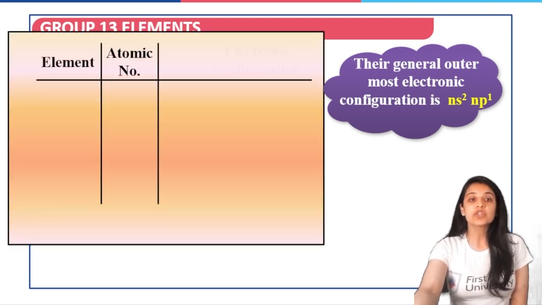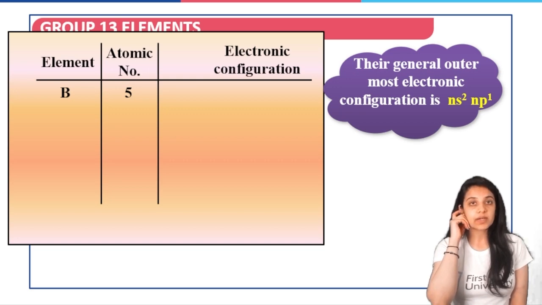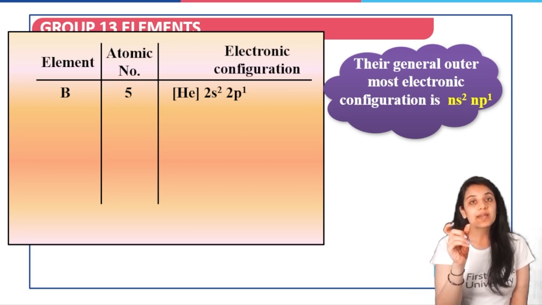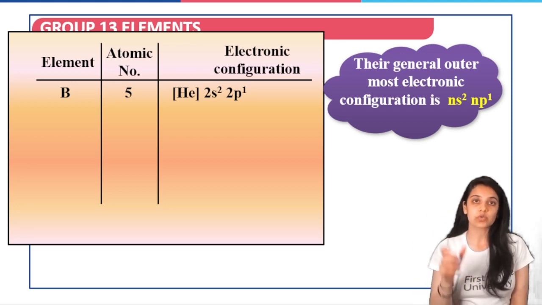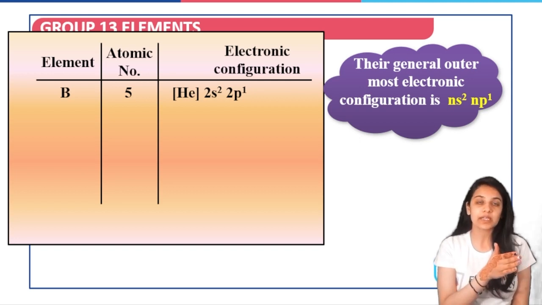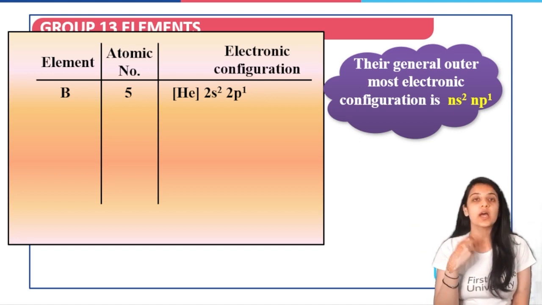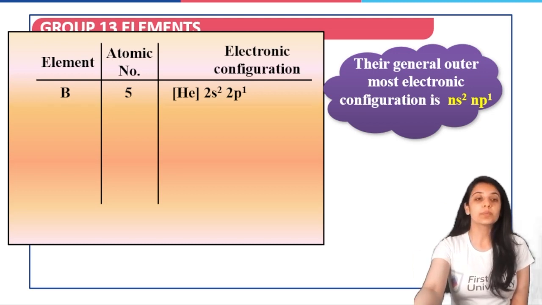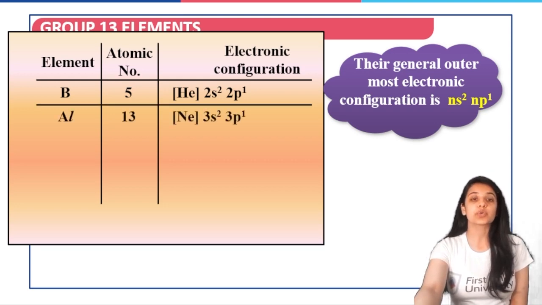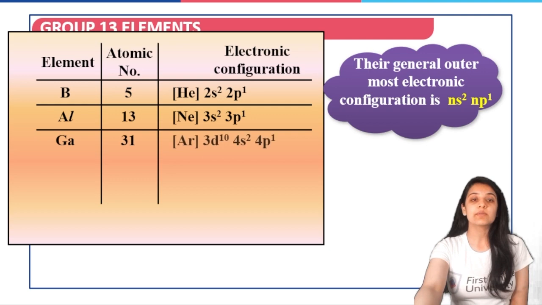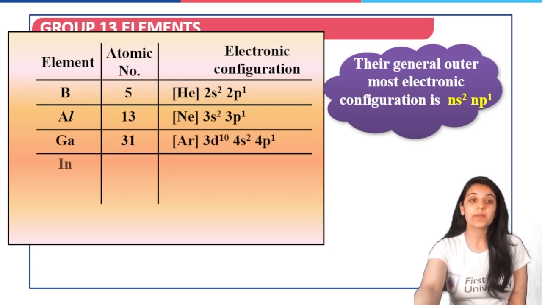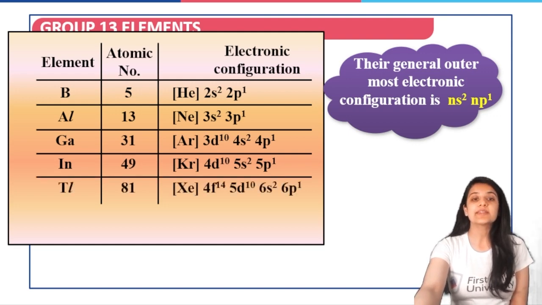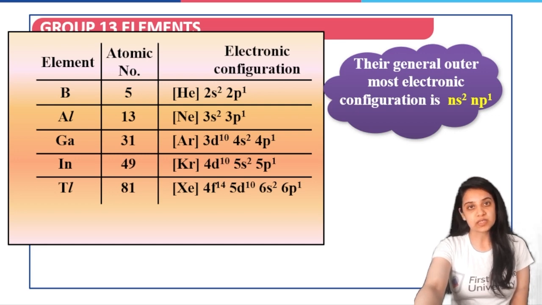We've already seen that. So if we talk about the element, atomic number and electronic configuration, the first one is boron, atomic number 5. And we are going to write down in terms of the noble gas configurations now. Whatever the nearest noble gas before that element is, we'll put that and the rest of the configuration along with it. So when I talk about boron, it's going to be helium 2s2, 2p1. Then aluminium is going to be neon 3s2, 3p1. Then gallium is going to be argon 3d10, 4s2, 4p1. Then indium 49 is krypton 4d10, 5s2, 5p1. And thallium 81 is xenon 4f14, 5d10, 6s2, 6p1.